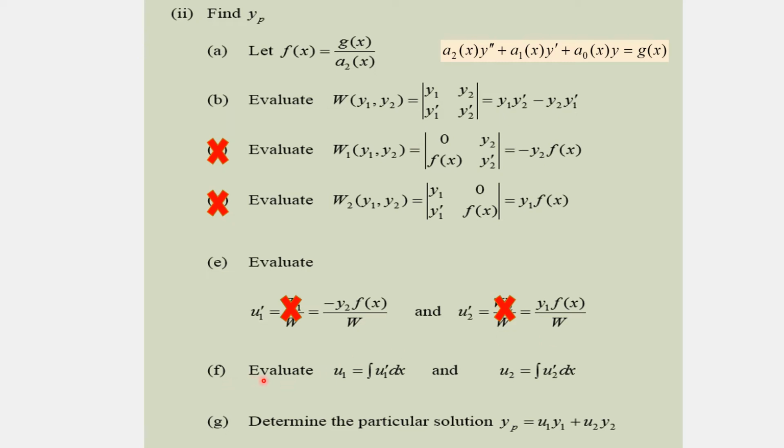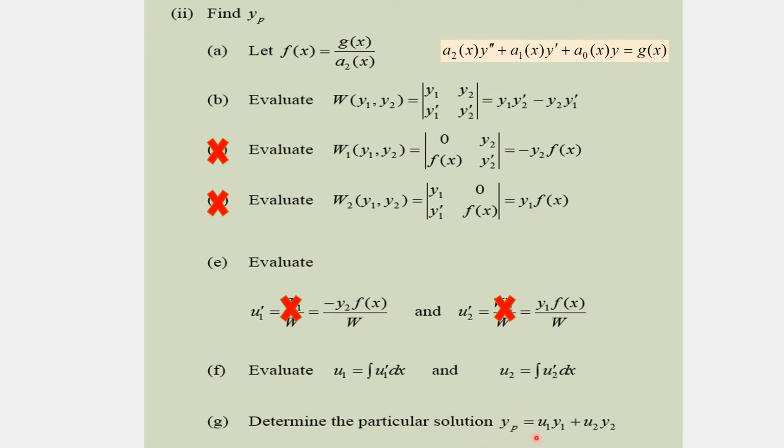Part F is to evaluate U1 and U2. Now to get U1, you just have to integrate U1 prime with respect to x. And to get U2, you just have to integrate U2 prime with respect to x. And lastly, we form the particular solution which has this formula.